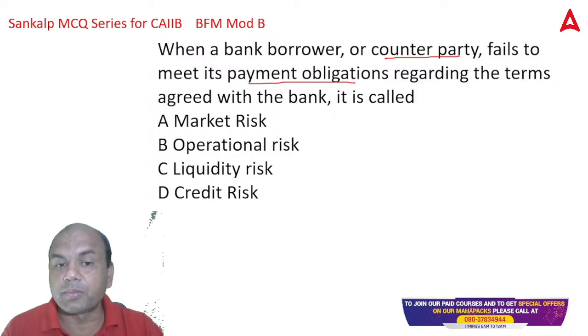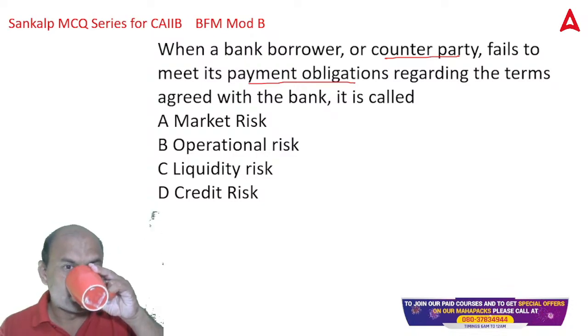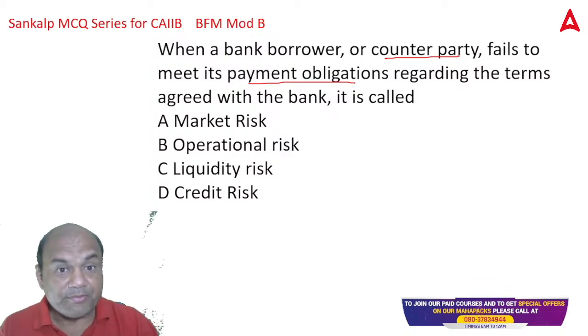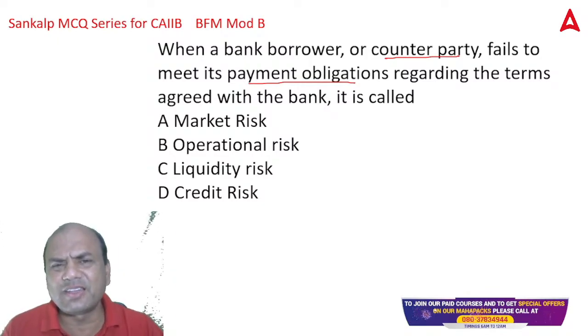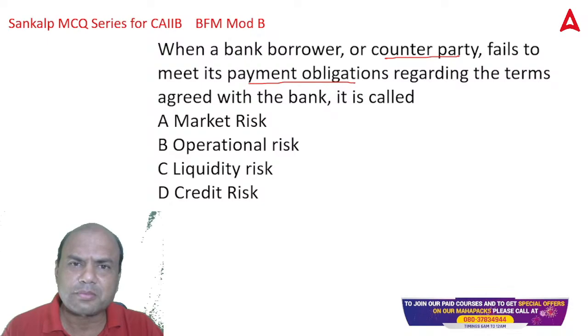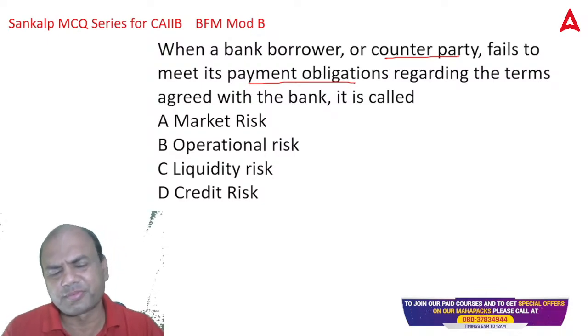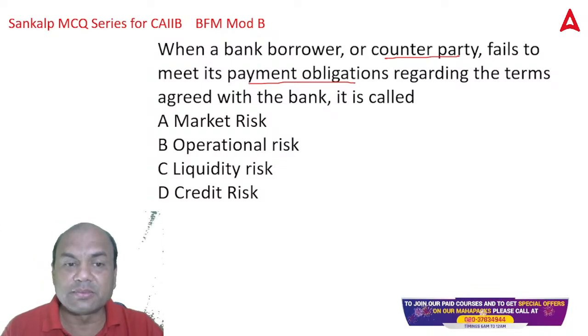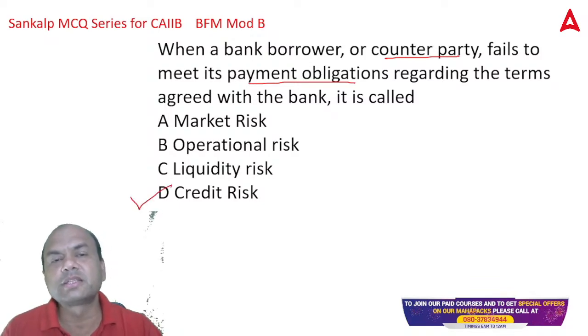Market risk, operational risk, liquidity risk, credit risk. Type fast in the comment section. Is it A, B, C, or D? What do you say? Counterparty is failing. Means what? Say in your case only, you have given a loan, and the borrower over there is unable to pay you. So what is that? Somebody typed market risk. No, market risk is not the same. It is credit risk. Remember, it's credit risk.